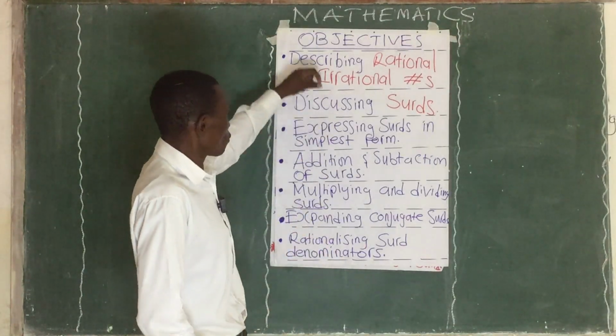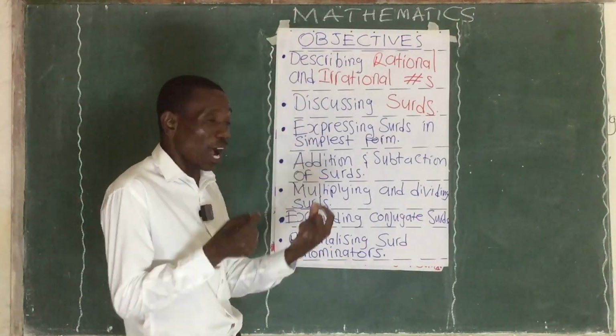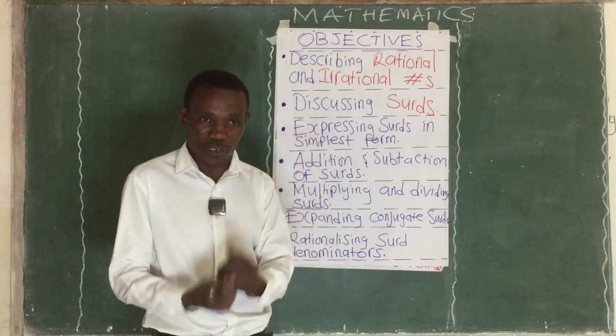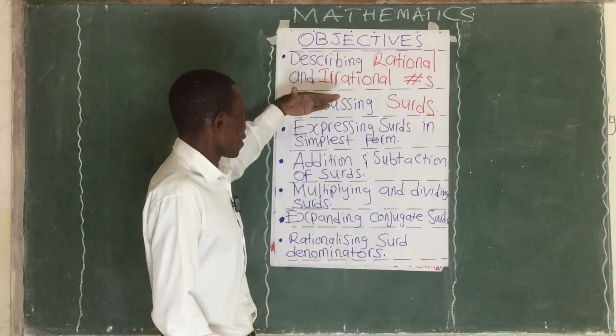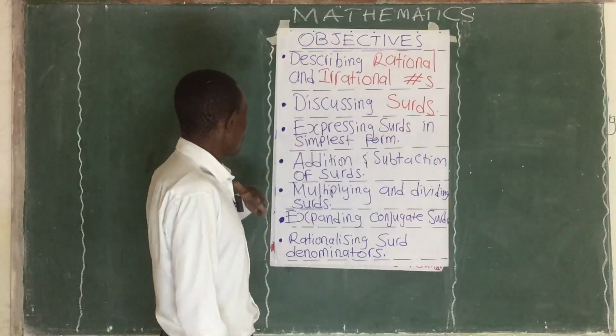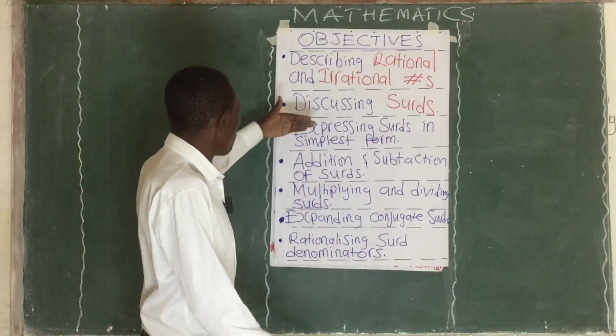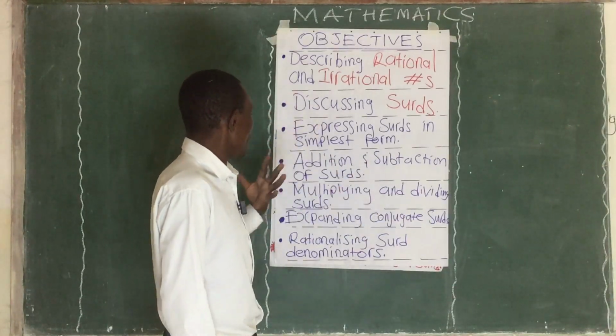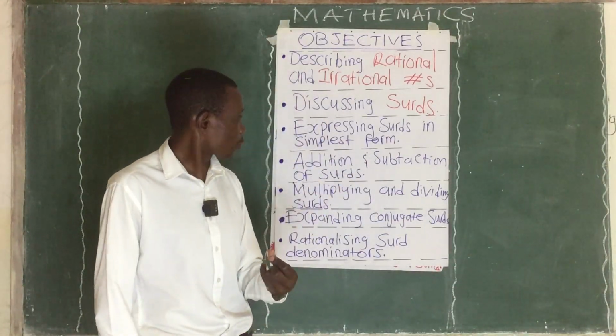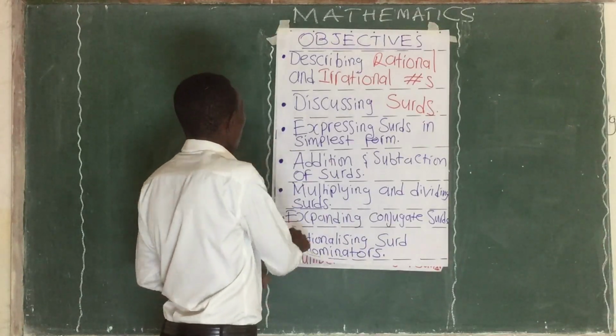So first of all, we will describe what rational numbers are, and then we'll get to know about the irrational numbers. Secondly, we'll discuss the surds themselves. And then for the first lesson, we end with expressing surds in simplest form. Now, here we go.